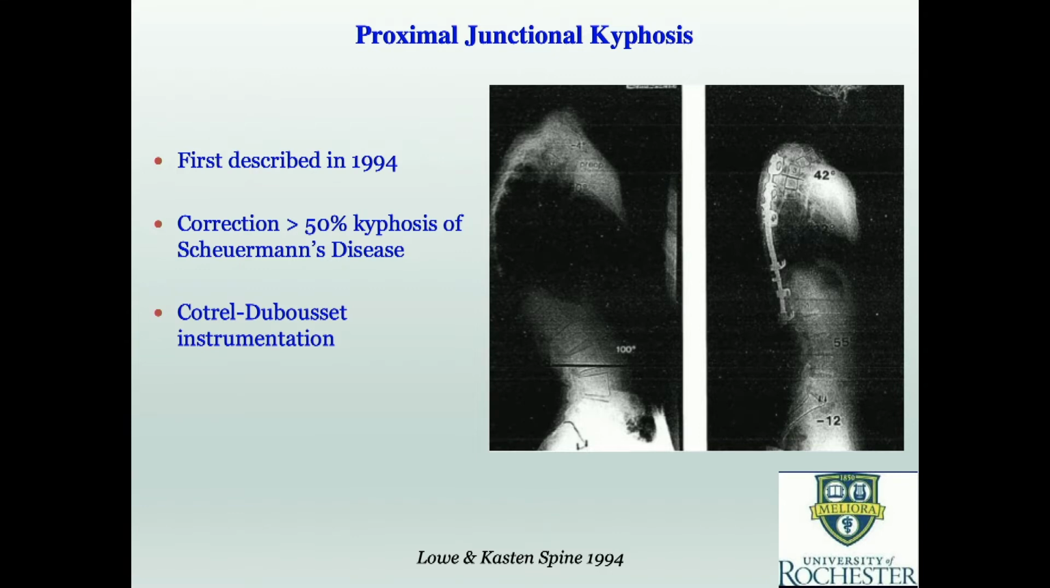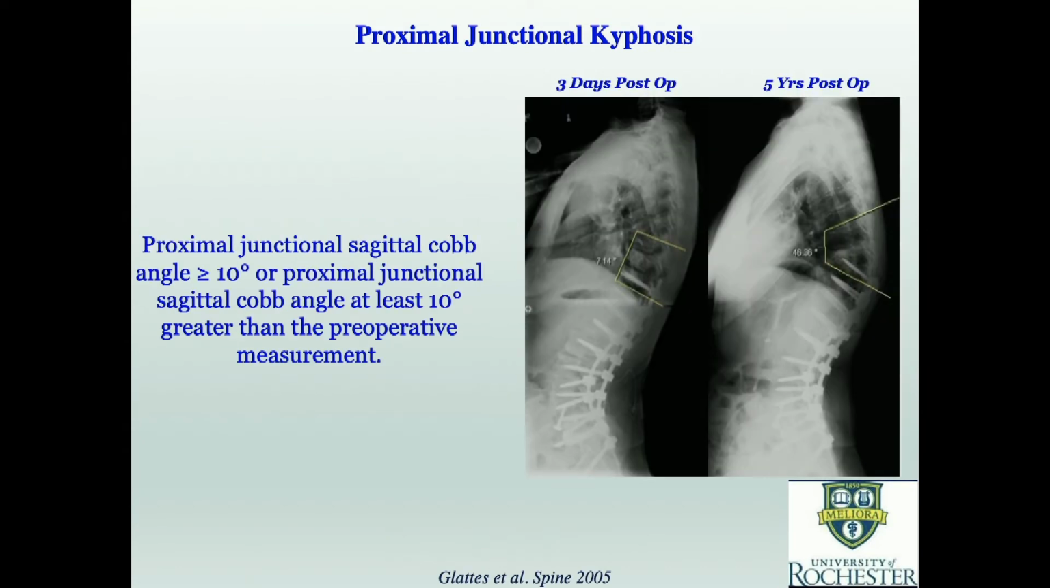PJK, as we'll call it moving forward, was first described in 1994 by Lowe and Castaigne after correction of a patient with 50-degree kyphosis with Scheuermann's disease, using the Cotrel-Dubousset construct, the CD construct with hooks and rods.